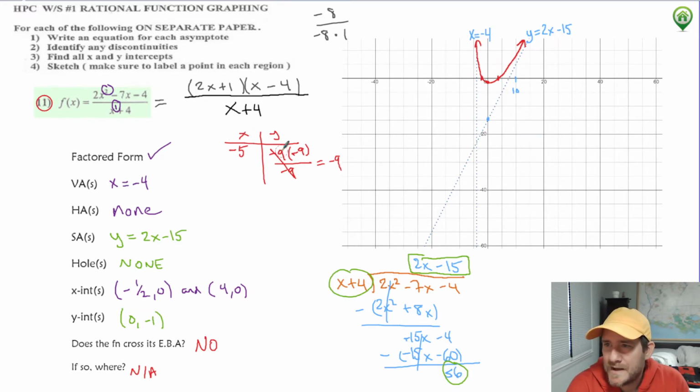Is Mr. F bad at math? Negative 5. Negative 10 plus 1 is negative 9. Negative 9. Oh, yeah, I'm bad at math. Negative 5 plus 4 is negative 1.